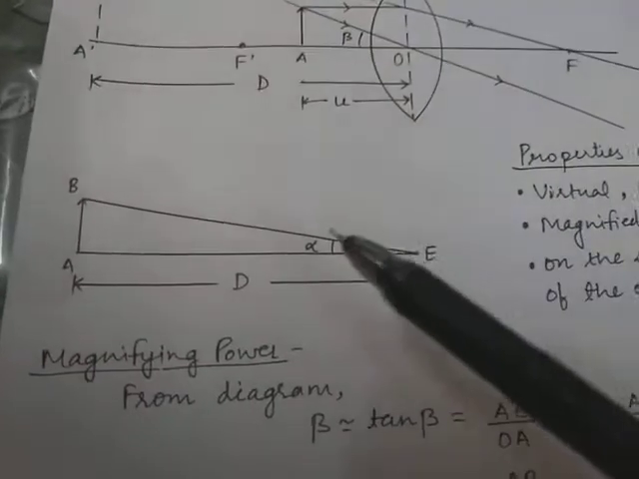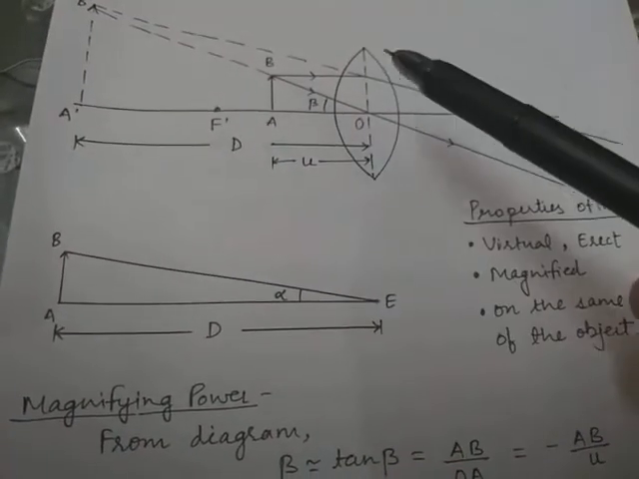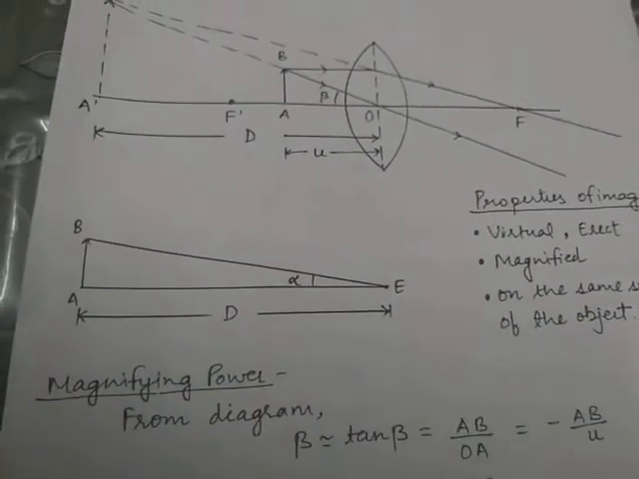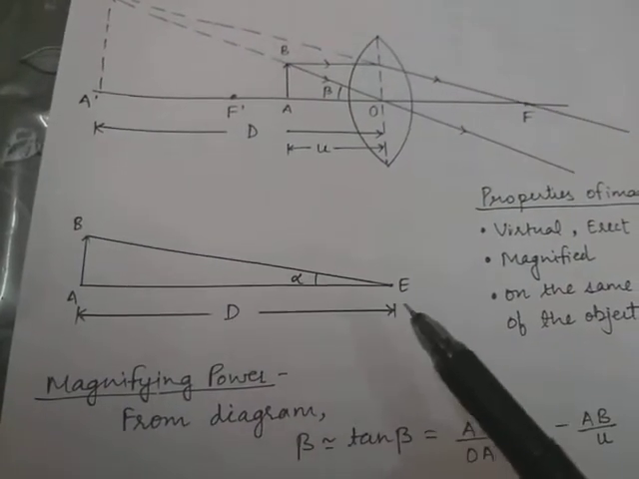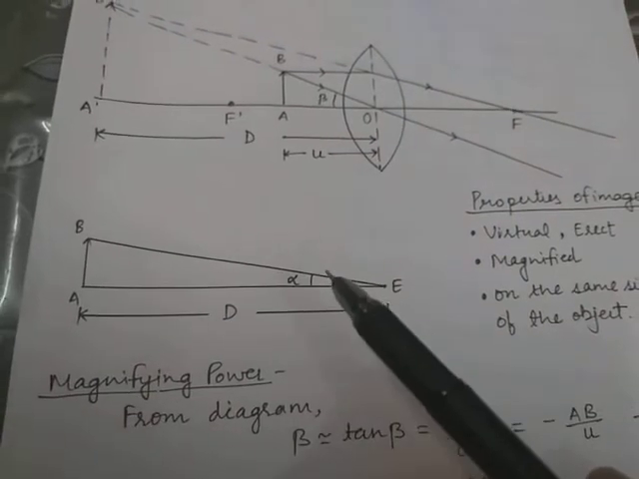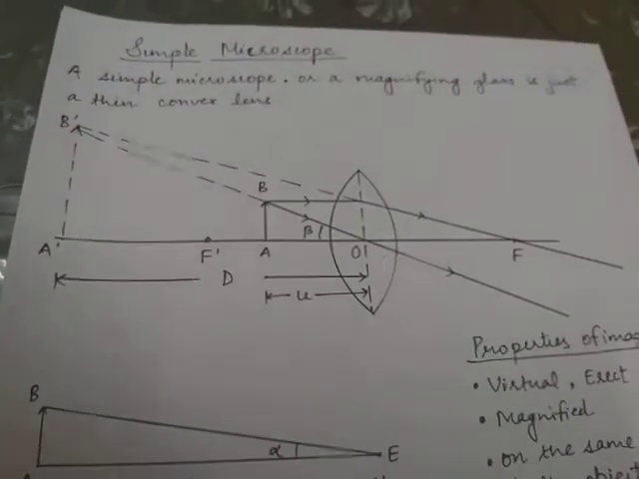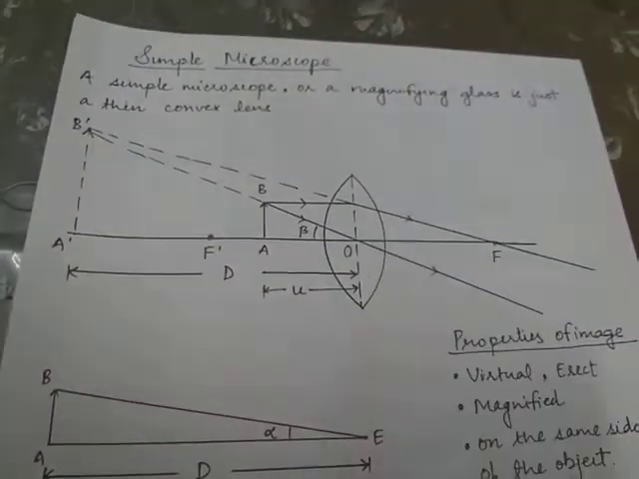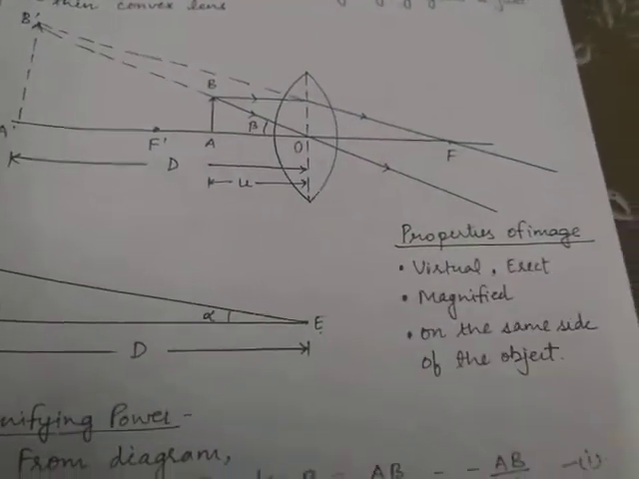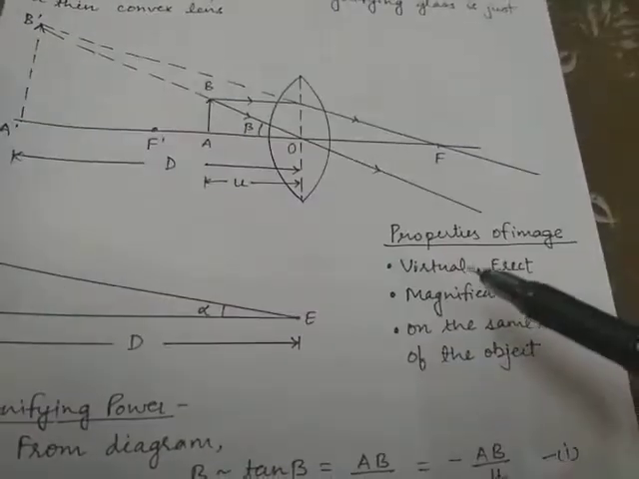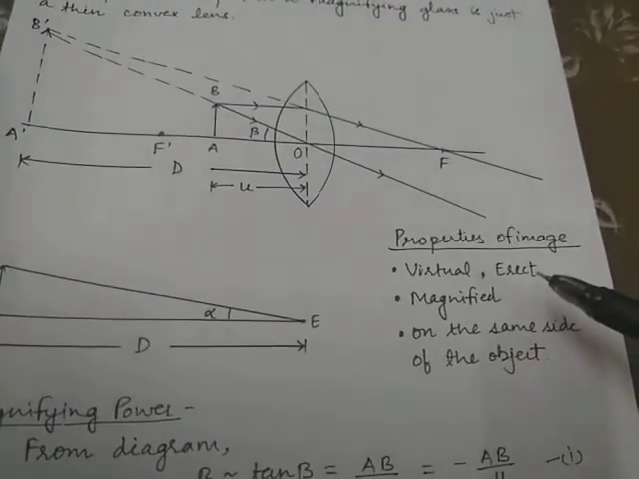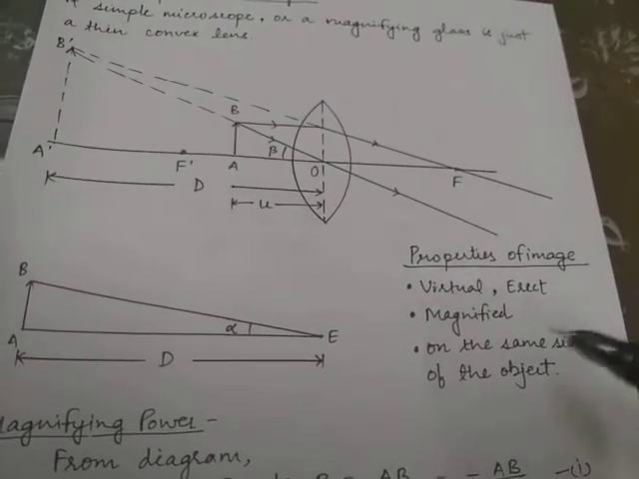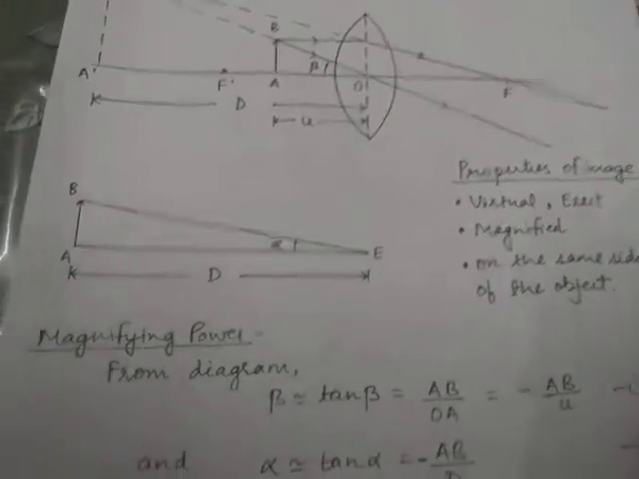Now if without that simple microscope, without that convex lens, the object is placed in front of the unaided eye at the same distance D, then some angle alpha is formed, and when the image is formed with the help of the convex lens, some angle beta is formed at the lens. Then what are the properties of the image? Properties: the image is virtual, erect, magnified, and on the same side of the lens where the object is kept.